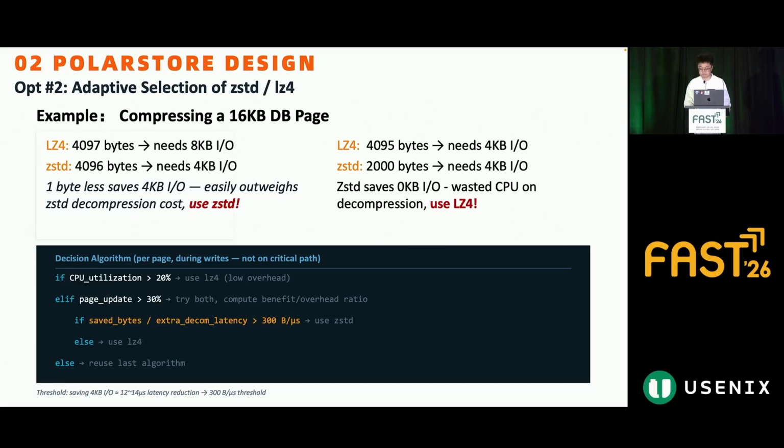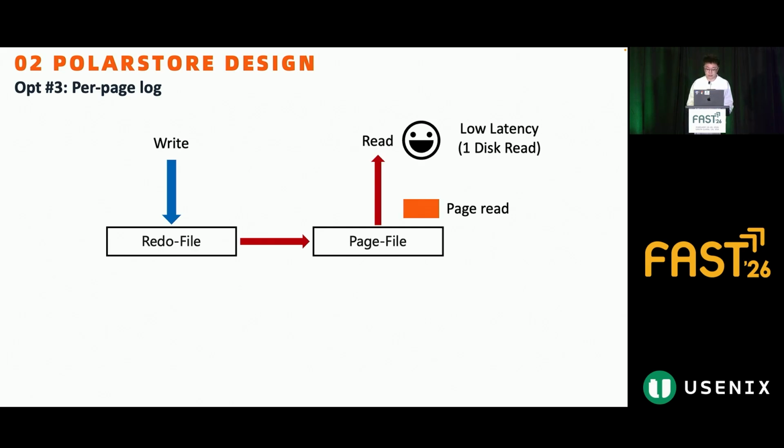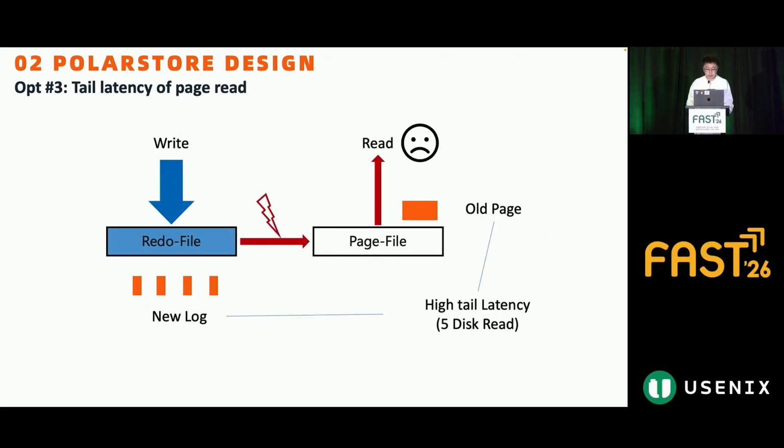Now let me explain the third optimization, the per page log design. In the normal case, when a page read arrives, the storage node reads the page from disk in a single read. But in the worst case, the old page needs to be updated with new redo logs. If these logs have been evicted from memory and are scattered across different locations on the disk, the storage node needs multiple disk reads, 5 or more, to gather all the logs. This causes high tail latency.